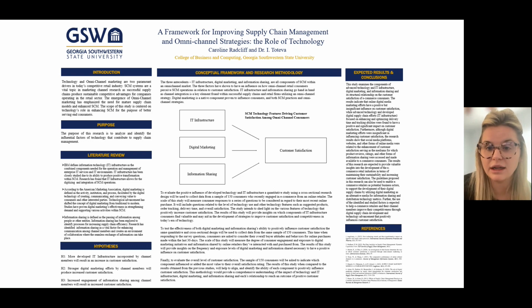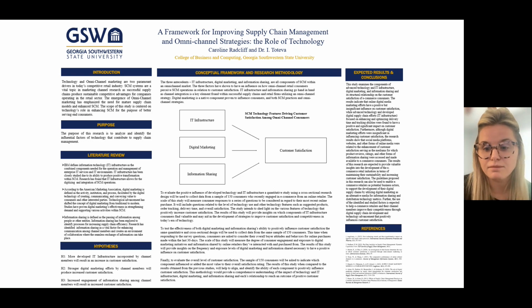So, although digital marketing was insignificant, it does have a positive implication that can further be studied and implemented to increase customer satisfaction. Of course, the most obvious of the three factors, IT infrastructure and information sharing, did have a positive and substantial influence on customer satisfaction.